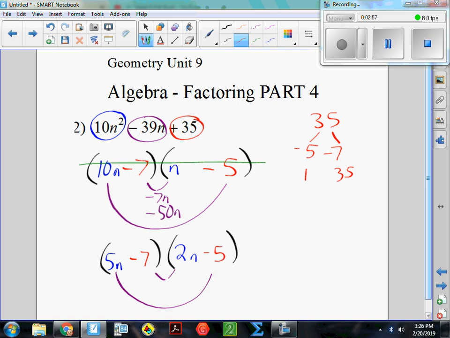So middle numbers, negative 7 times 2 is negative 14. Outside numbers, 5 times negative 5 is negative 25. And so together, I get negative 39. So I got there. Just took a little bit of time. It wasn't what I thought might happen instinctually with the 10 and 1. So 5 and 2 worked out for that one.